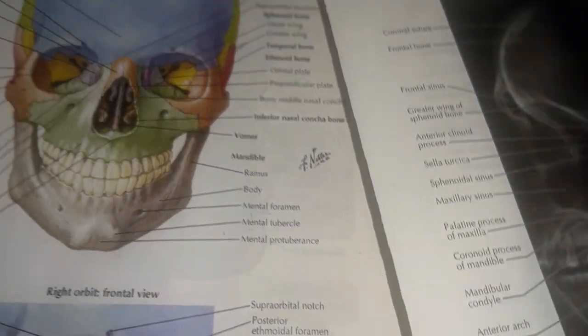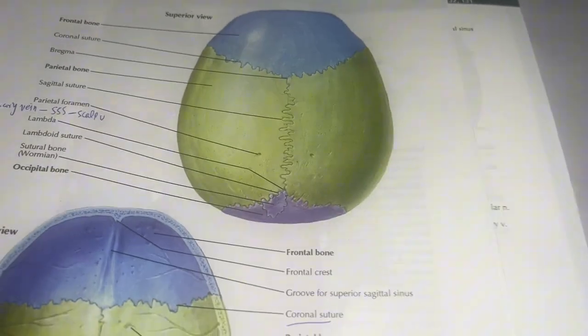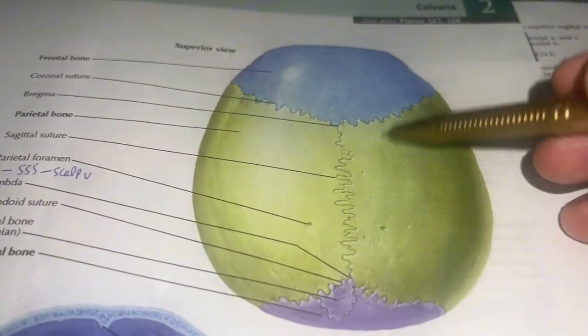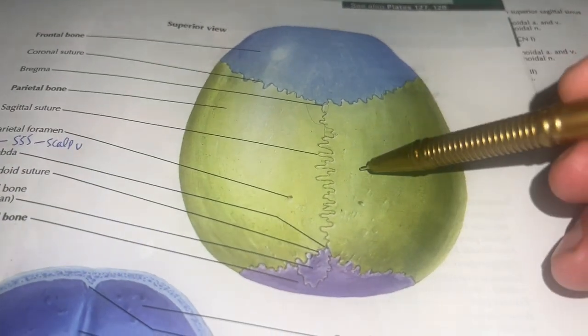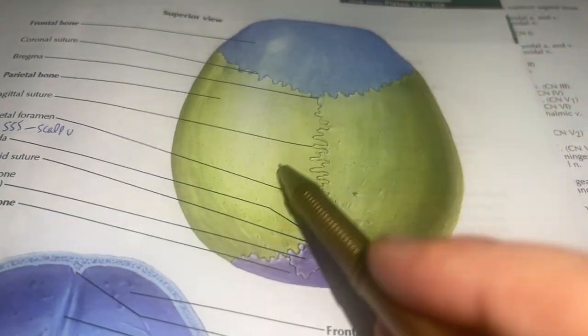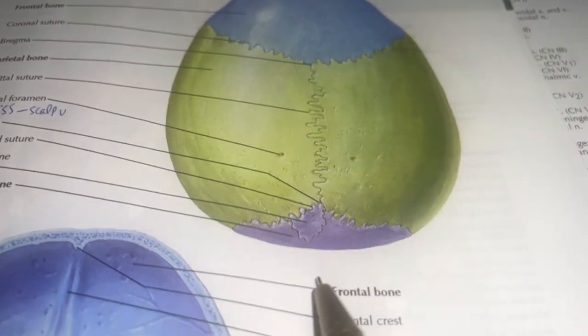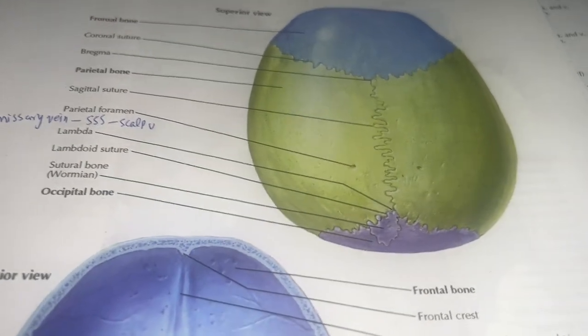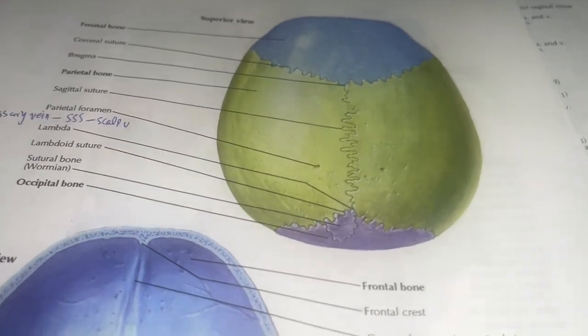Now we will go to the Norma Verticalis externa view. This is the Norma Verticalis externa, and this is Norma Verticalis interna. This is the external view and this is the internal view. First we will identify the bones. This is the frontal bone, these are the two parietal bones, one on each side, and this is the occipital bone, which is the most posterior bone of the skull.